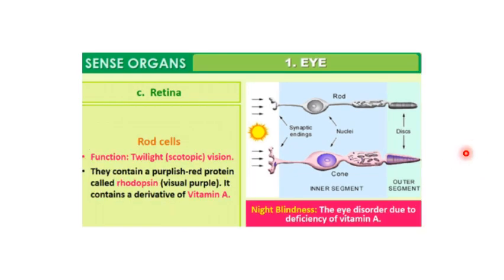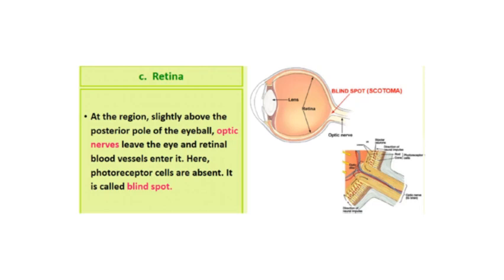Then we have the rod cells, which give us night vision or twilight vision. They contain a purplish red protein called rhodopsin, which is basically a derivative of vitamin A. Night blindness is an eye disorder which occurs when there is deficiency of vitamin A. Retina is the screen of the eye. This is where all the rods and cones are located.